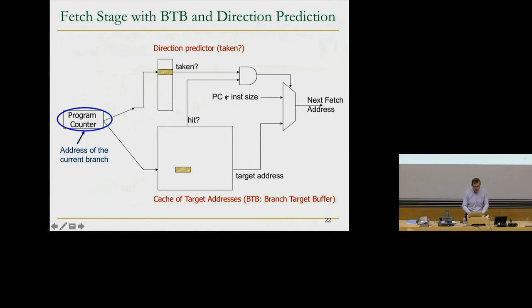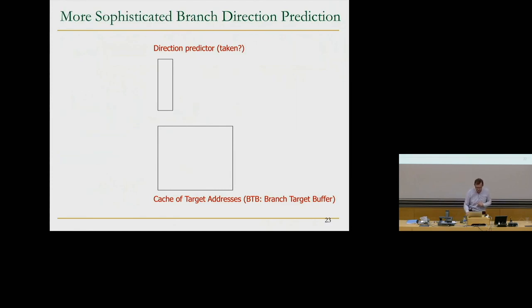Now the question is, how do you actually design this direction predictor? So if the direction predictor says the next fetch address is PC plus 4, you clearly don't need this, right? Because you never predict that the next fetch address is going to be the target that you calculate. So this is not needed if you're always predicting PC plus 4. This is needed if you're sometimes predicting PC plus 4, sometimes predicting the target address.